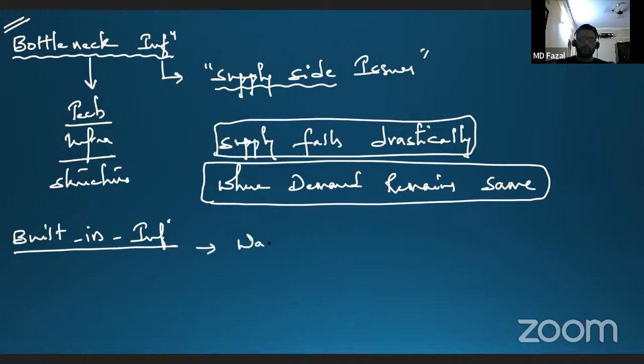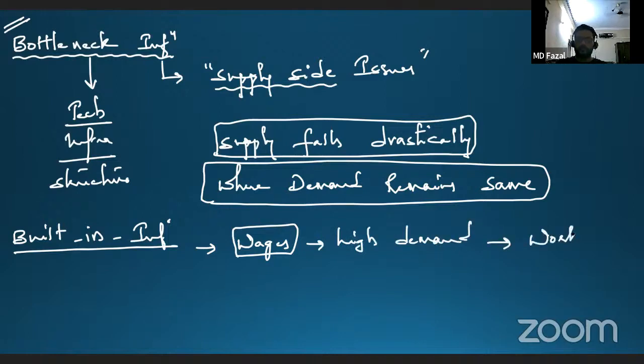Now, this is related to wages. Built-in inflation is where the inflation has slowly built up. That means a gradual increase of the wages, rents, and interest rates has made the inflation build step by step. So this type of inflation involves high demand in the wages. Who are demanding? Workers.